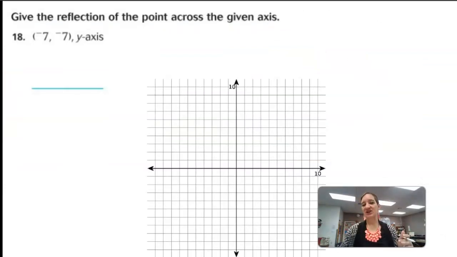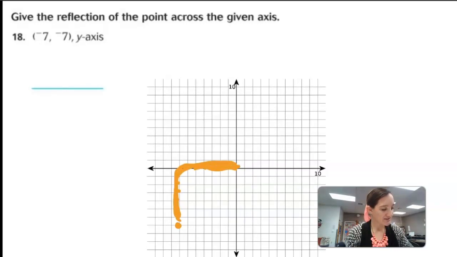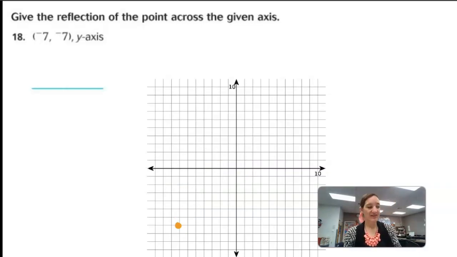If you give the reflection of the point -7, -7, let's model that. -7, -7 would be 1, 2, 3, 4, 5, 6, 7, and then down 1, 2, 3, 4, 5, 6, 7. I would be right here, correct? Okay, -7, -7 is right there. Now this says we're going to reflect it across the y-axis. That was the given axis they gave us.